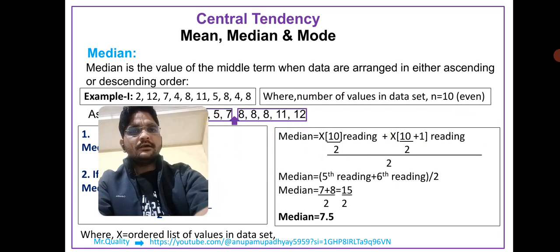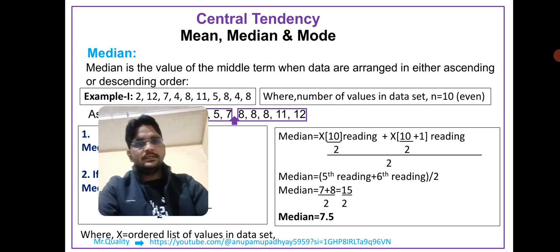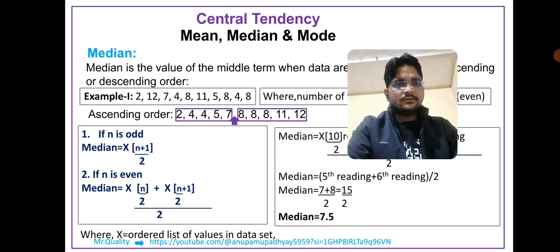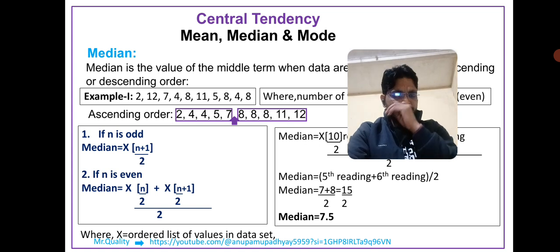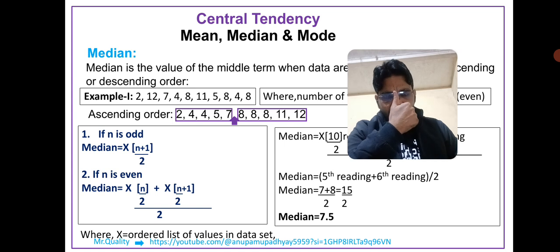In case n is even, the formula for median is the (n/2)th reading plus the (n/2 + 1)th reading, divided by 2. That means the fifth reading plus the sixth reading, divided by 2. The fifth reading in ascending order is 7 and the sixth reading is 8. 7 plus 8 divided by 2, that is 15 divided by 2. The median in this example is 7.5.